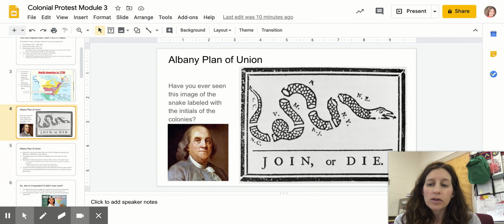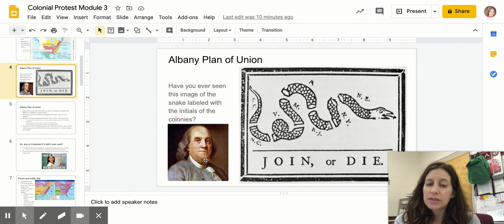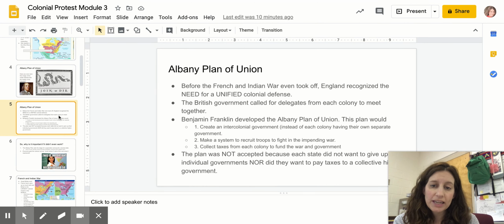A meeting is called in Albany, New York, and is organized by this guy, the inventor of the bifocal, Benjamin Franklin. And he comes together with an idea that says, look, in order for this to work, all of the colonies have to band together, fight together, raise money together to fight against the French. And if you've ever seen this cartoon, Join or Die, that is what that is representing.